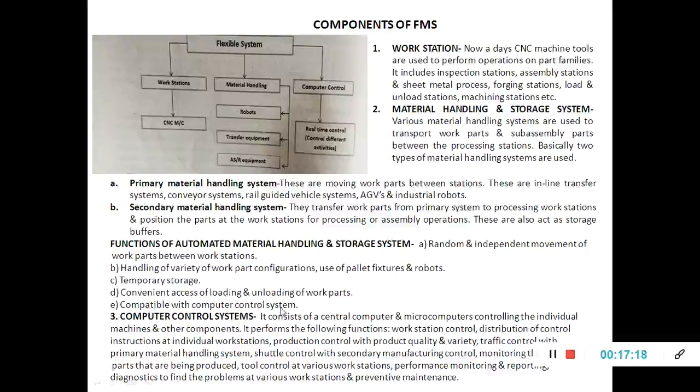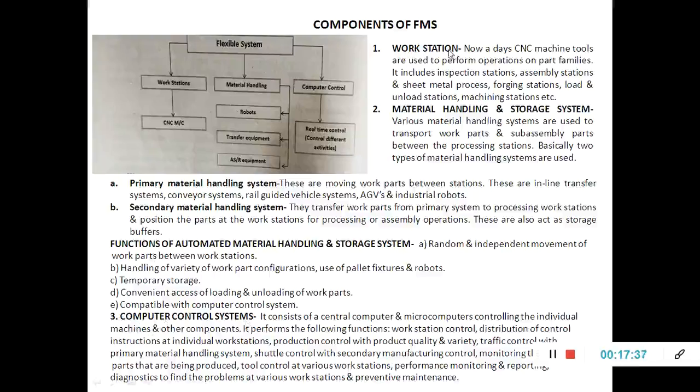Compatibility with the computer control system. With the use of this computer control system, the compatibility is going to increase with the help of the computer system in the material handling and automated storage system. So the third component of FMS is computer control system.